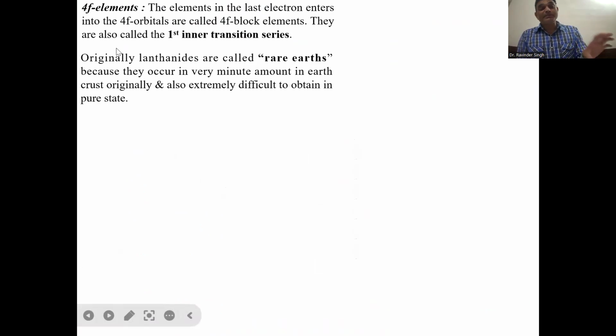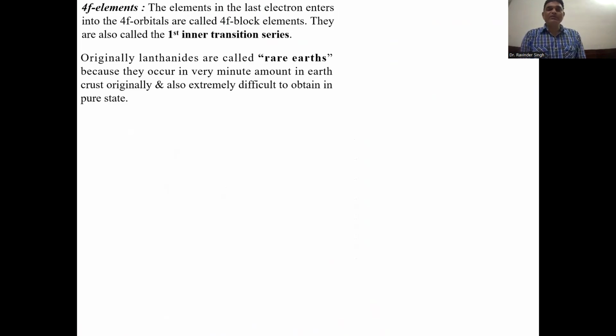If the proper name of that anti-penultimate F subshell is 4f, then they are called the 4f block elements, and they are also called the first transition series elements because they form the transition series within the transition series of the d block elements. D block element की जो transition series है वहीं से ये निकाले हैं हमने, and they are placed at the bottom of the periodic table. That's why they are called the inner transition series elements, and that is the first inner transition series.